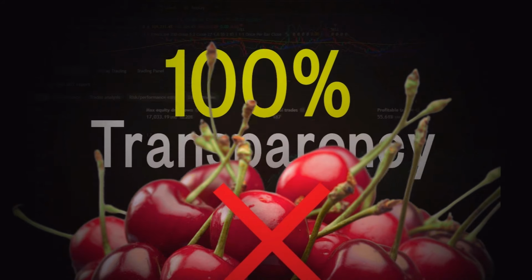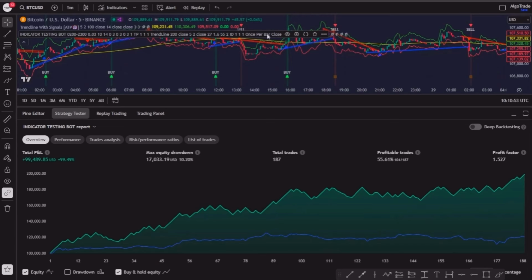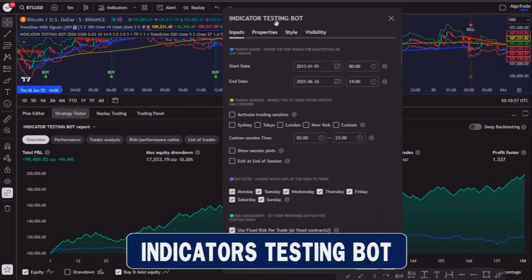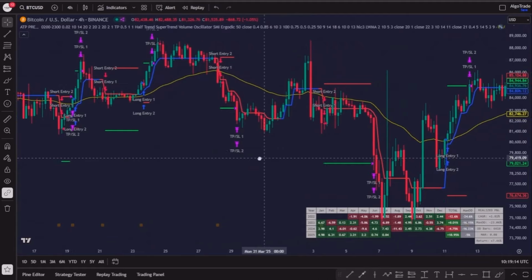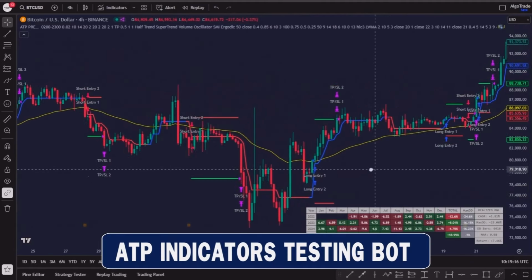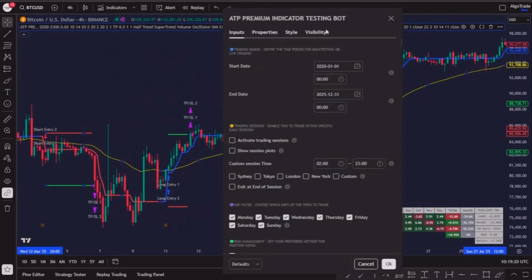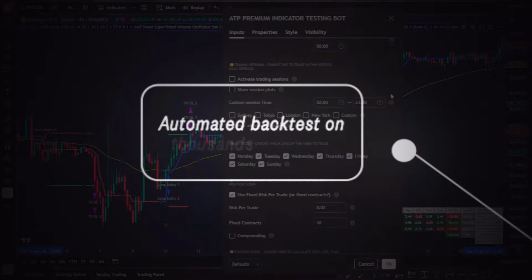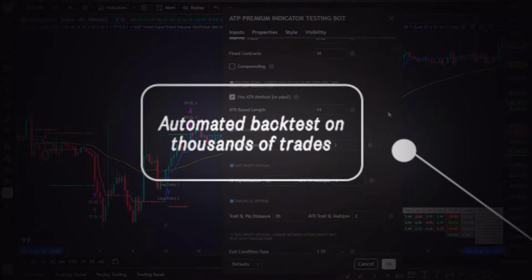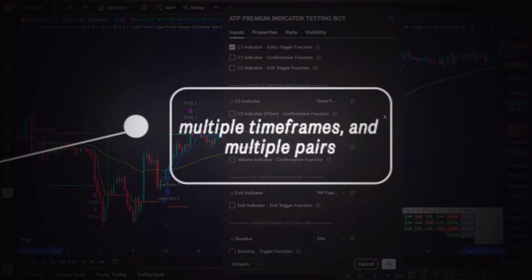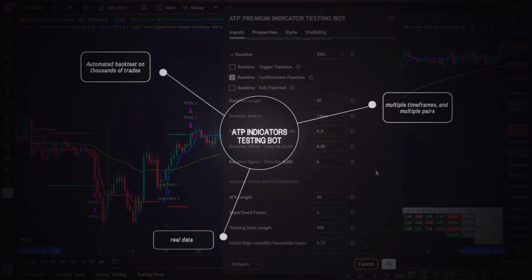And no, these are not cherry-picked trades. The test was run across all signals objectively using our indicators testing bot. If you don't know, the ATP indicators testing bot is one of the most powerful tools we have built so far. It lets you run automated backtests on thousands of trades using real data, multiple time frames and multiple pairs, all of this in just a few seconds.